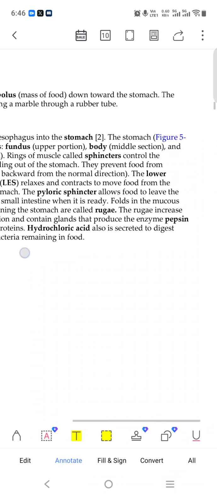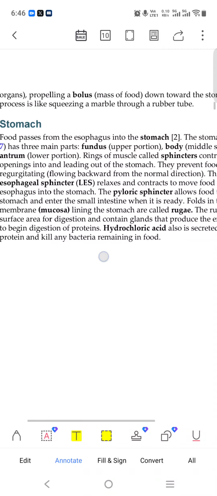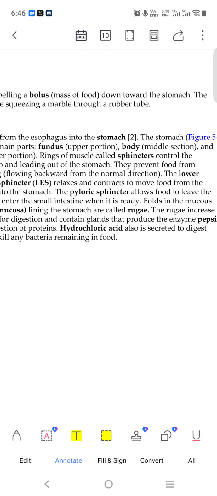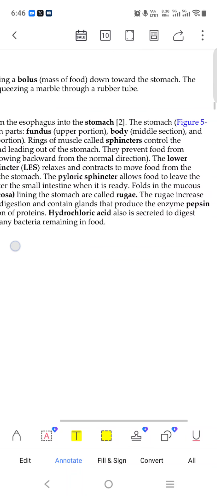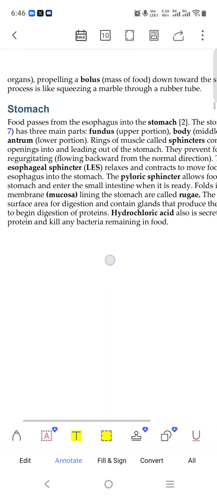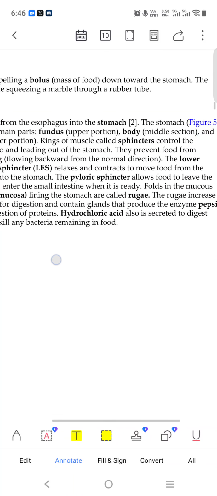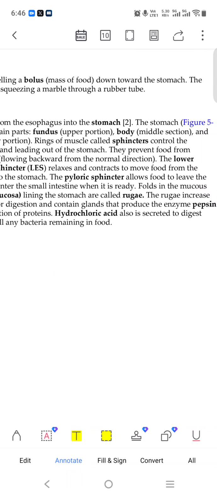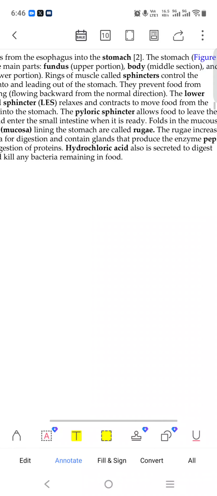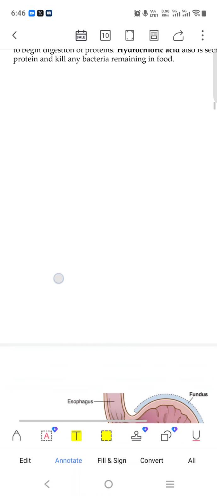The lower esophageal sphincter is at the downside position of our esophagus. The pyloric sphincter is also given. We will see all this: mucosa, rugae. Pepsin is the digestive protein that helps to digest our food. Hydrochloric acid is also secreted to digest our food.